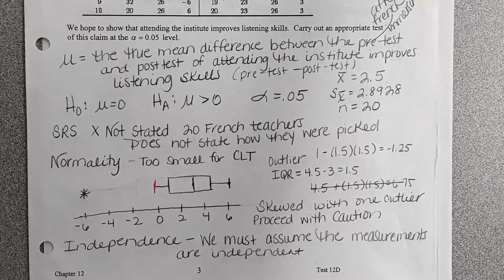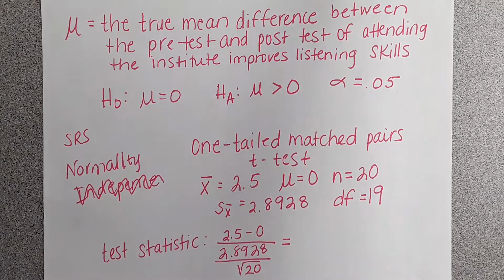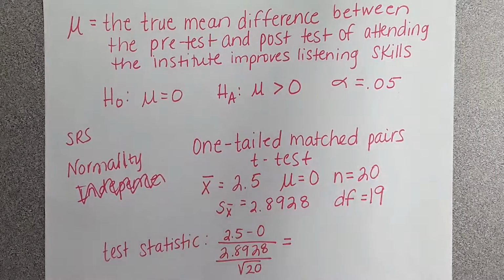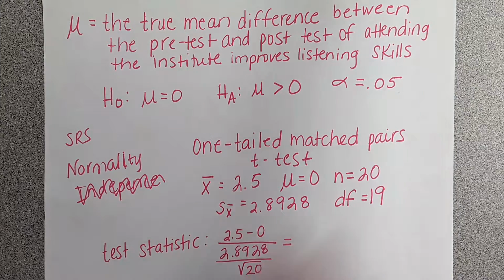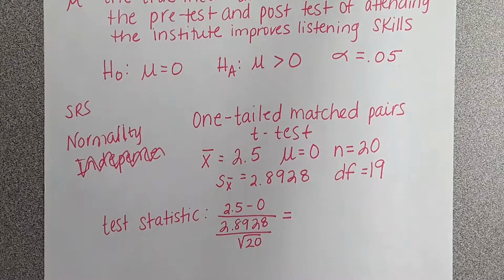And then independence, remember what I told you? We must assume that the measurements are independent. We must assume that there's more than 20 French teachers, which we can. So then what we did is we said that it was a one-tailed matched pairs t-test. We wrote down all our information, and we got our test statistic.